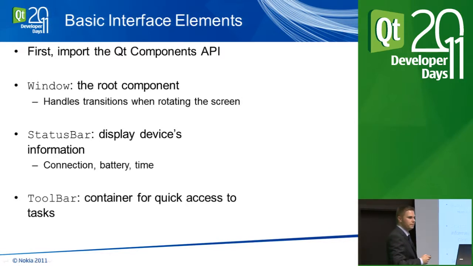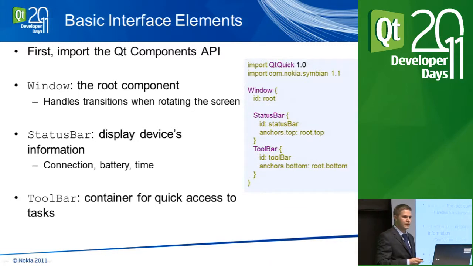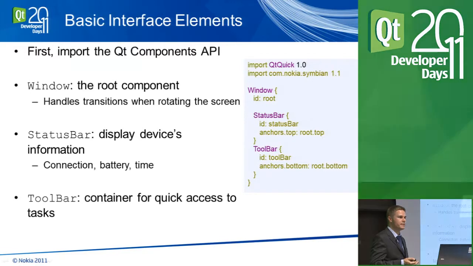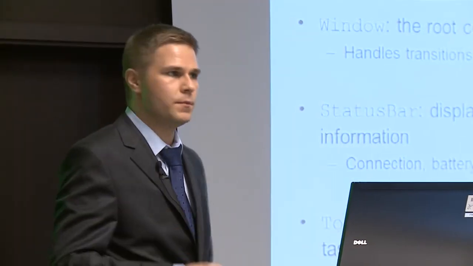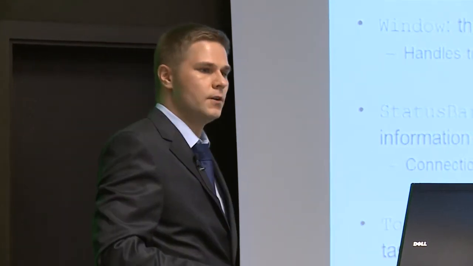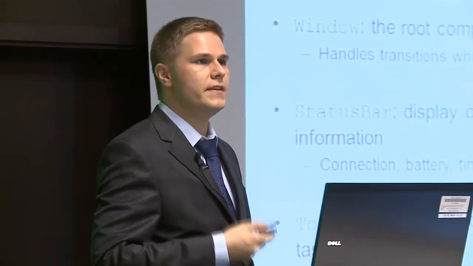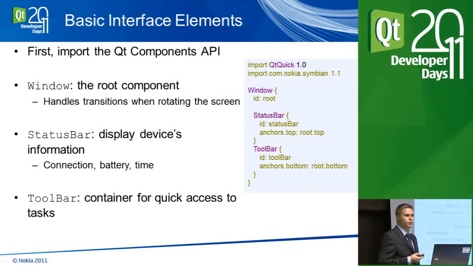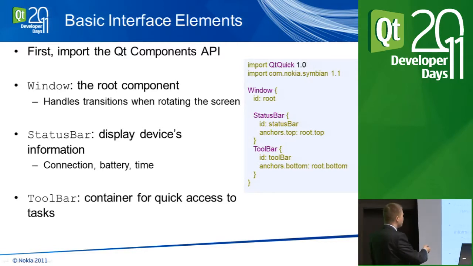So first, we want to be able to use these components. We need to take them into use. We need to import the module that provides the components. In this case, we are using Symbian, so we import Nokia Symbian 1.1. And this gives us Qt Quick components for Symbian. There's a number of elements, like, for example, window, status bar, toolbar.